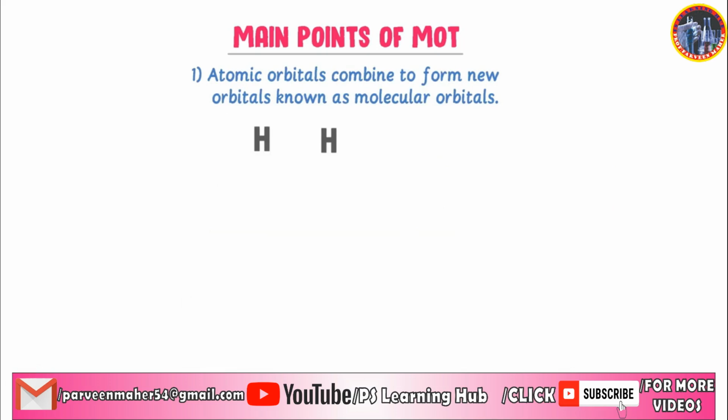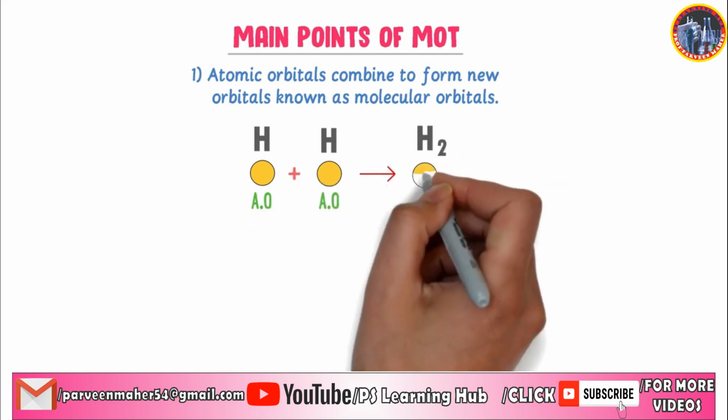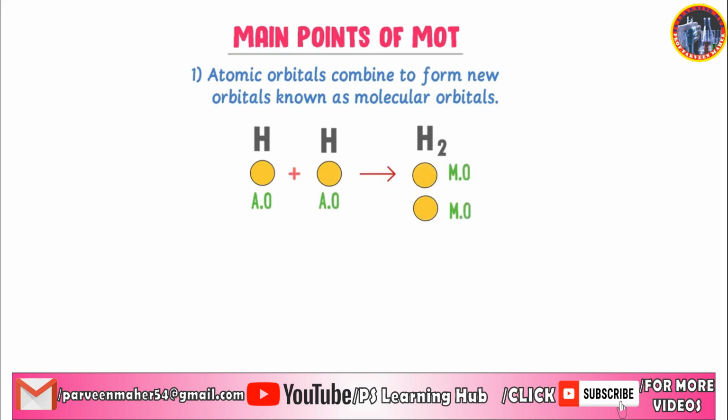We know that this hydrogen atom has 1s atomic orbital and this hydrogen atom also has 1s atomic orbital. Now these 2 atoms of hydrogen would react chemically to form hydrogen molecule. Similarly, these 2 atomic orbitals of hydrogen would overlap to form 2 molecular orbitals. Remember that when atomic orbitals overlap, they lose their identity and form molecular orbitals. Thus, the first point of molecular orbital theory explains the formation of molecular orbitals from atomic orbitals.